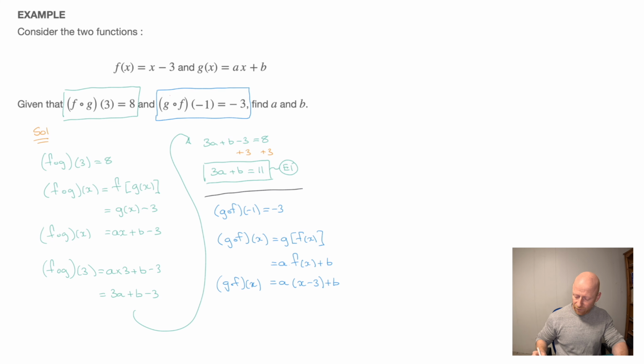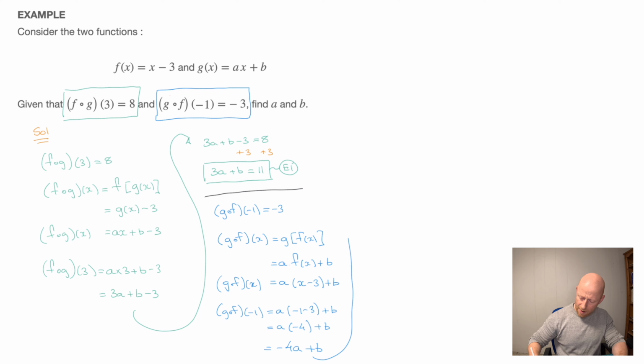And now that that's done, we find what g of f of negative 1 is by replacing the x we have here by negative 1. And I can write that underneath here, g of f of negative 1 is equal to a times, in parentheses, negative 1 minus 3, plus b. Now, negative 1 minus 3, well, that's equal to negative 4. So that's equal to a times, in parentheses, negative 4, plus b. Finally, a times negative 4, well, that's just negative 4a. So g of f of negative 1 is equal to negative 4a plus b.